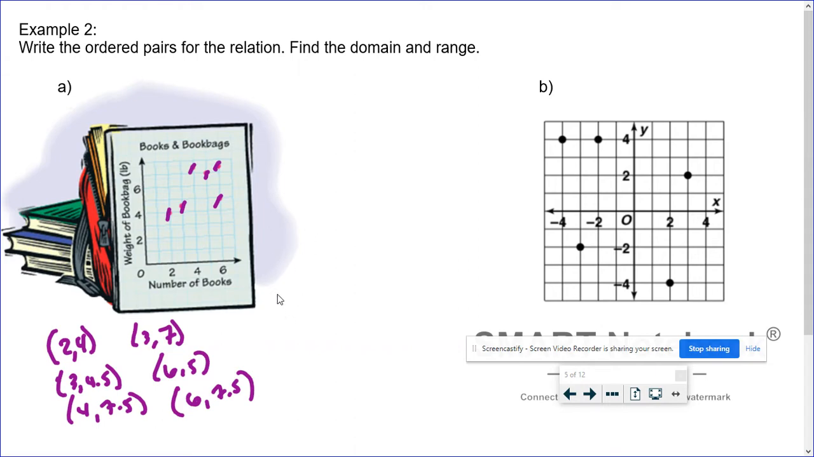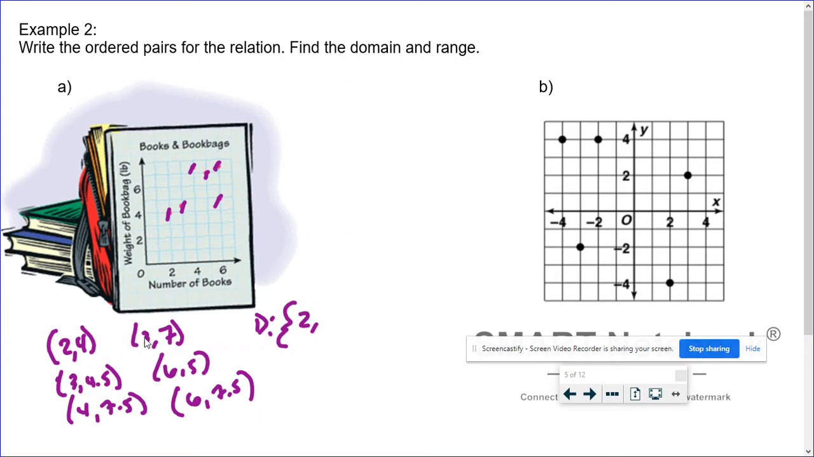Okay. Second part of the question was to list out the domain and the range. So if I'm going to write out the domain, I'm going to put it in brackets like that, and you're just going to list every x coordinate, and you're not going to repeat. I'm going to put them in numerical order. You don't necessarily have to. 2 is the first one, and again, I'm just listing out the x coordinates.